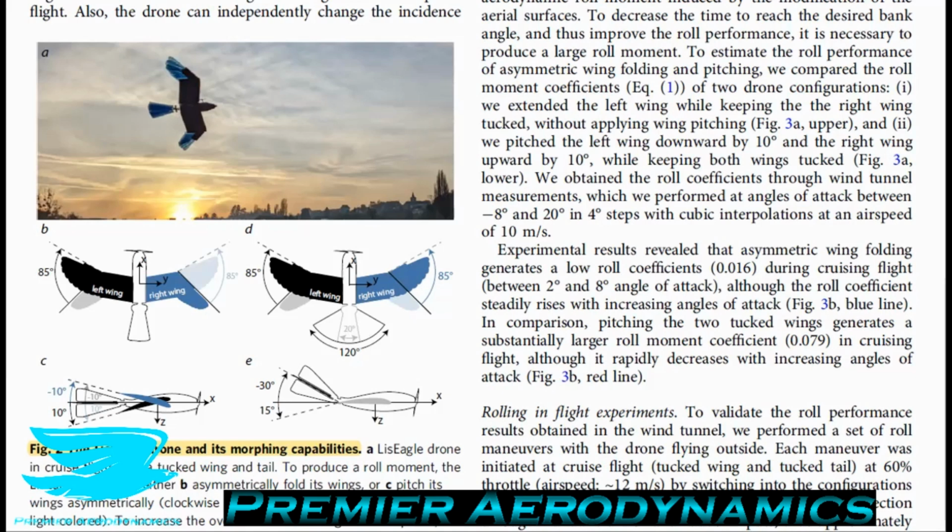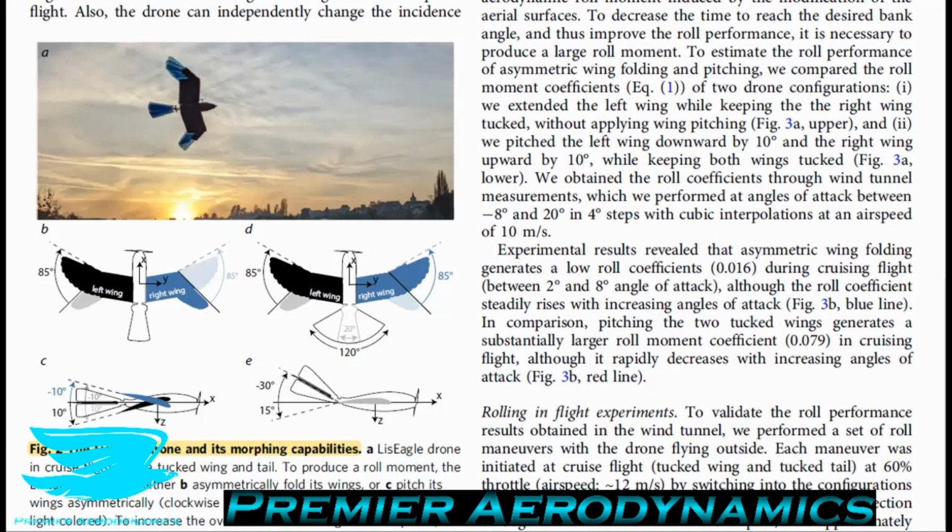Further, the drone can also independently change the incidence angle of each wing side, an equal variation of incidence angle along the entire length of the wing, and they call that wing pitching. Furthermore, the Lys Eagle possesses a morphing tail made from artificial feathers that can change its area by fanning in and out and deflect in the XZ plane, analogous to the elevator of a conventional aircraft. So that's the tail section.